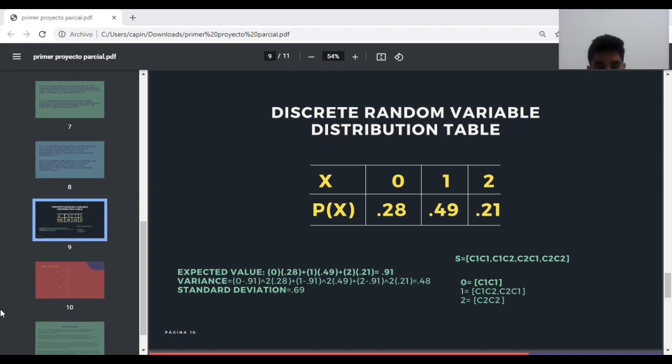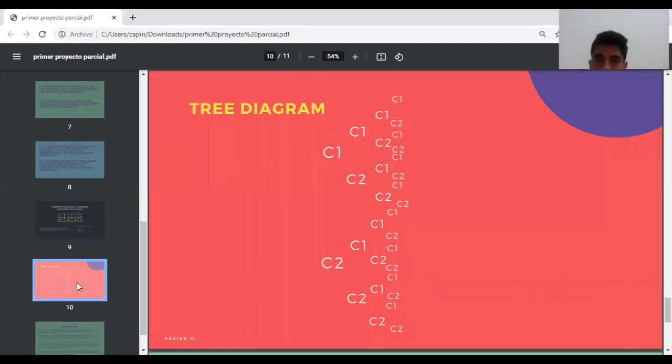The next slide is the tree diagram, and it was pretty simple. We just put C1 and C1, and then getting the two results possible that you can get after you pick that one.